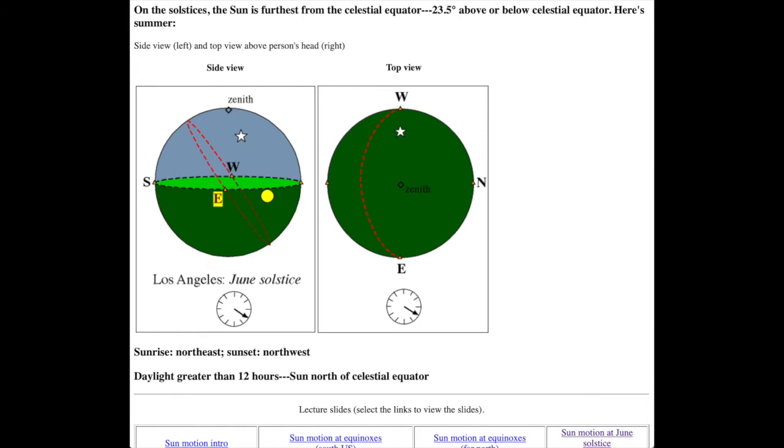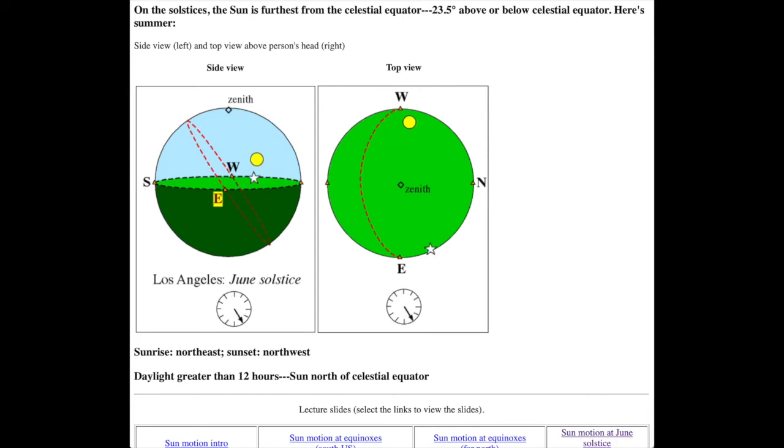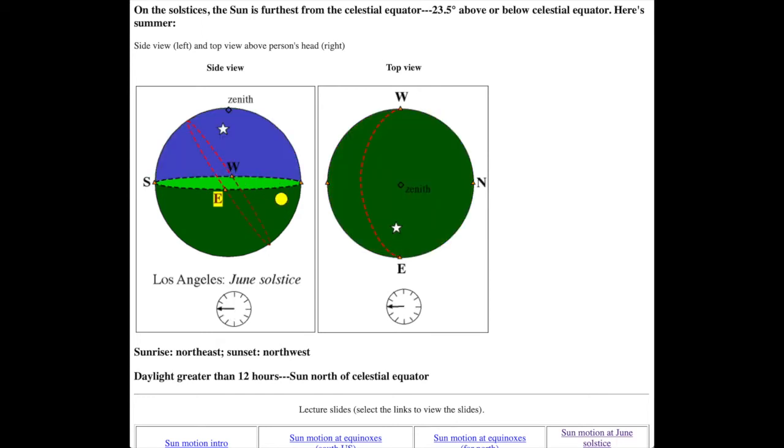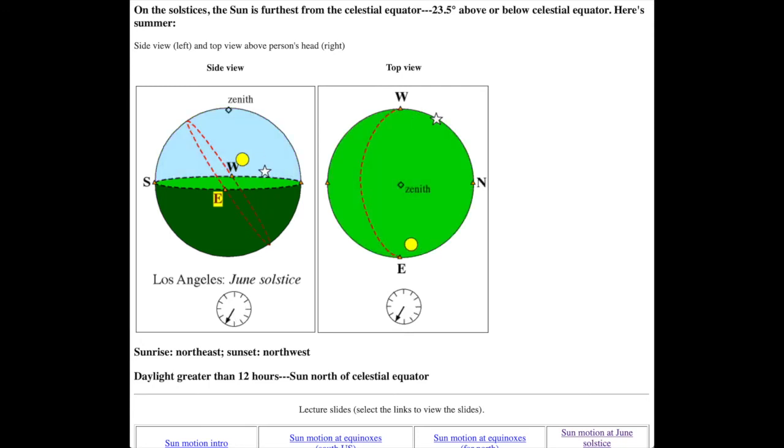Next slide. Now for the June solstice path, June 21st path, of the Sun. On the solstices, the Sun is 23.5 degrees north of, above, or south of, below, the celestial equator, which is the red dashed arc or circle in these animations.